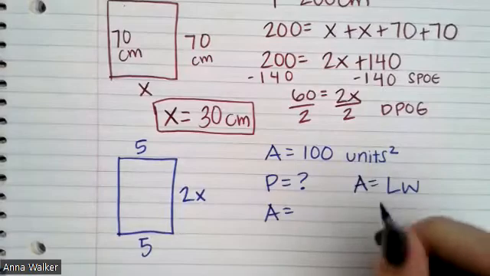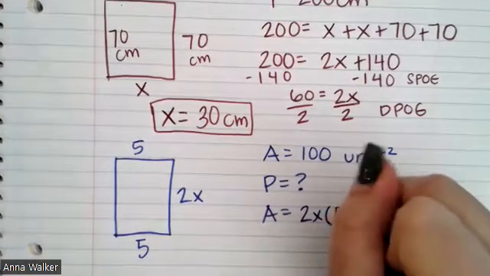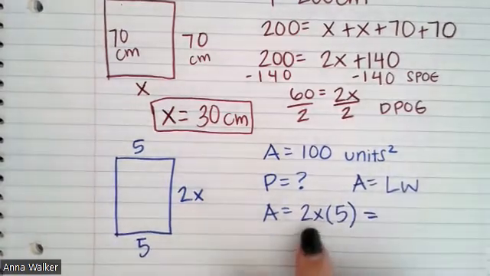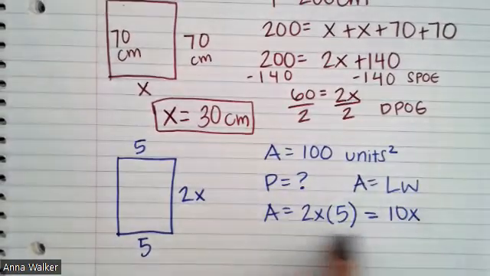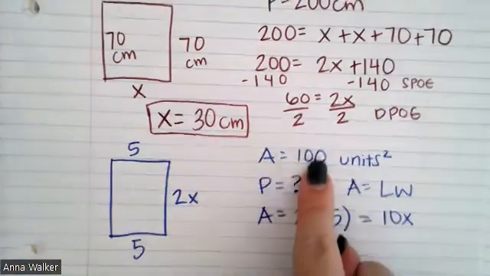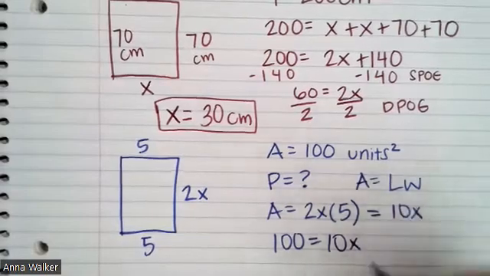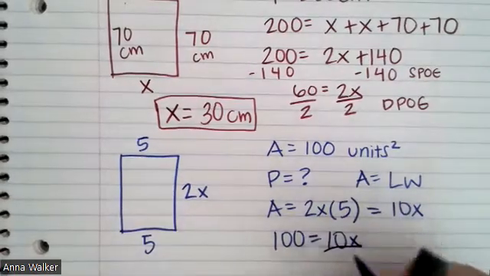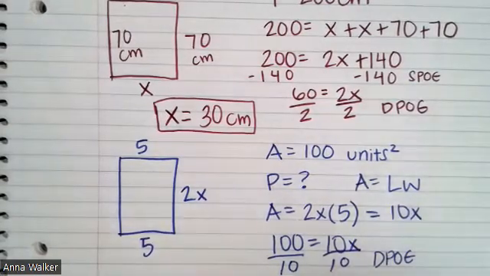If I plug in the length and width from what they give me, I'm going to have 2x times 5. We don't know what x is yet, but we know this can simplify. 2 times 5 is 10, or just 10x. So area is equivalent to 10x, and they tell us the area is 100 units. That means 100 units is equivalent to 10x. To figure out x, I can divide both sides by 10, and I am left with x equivalent to 10.